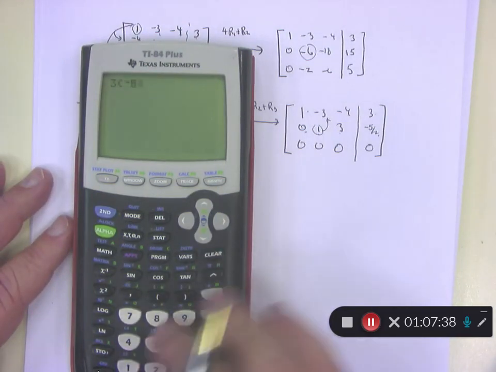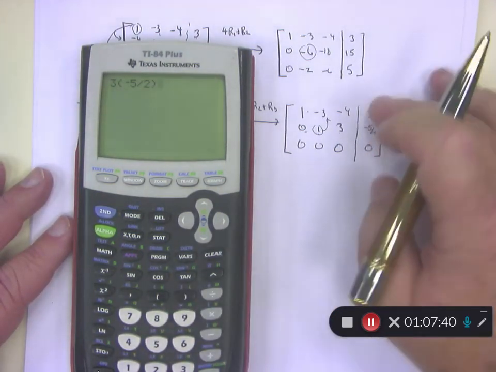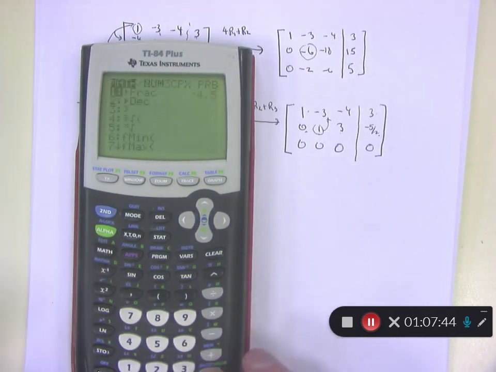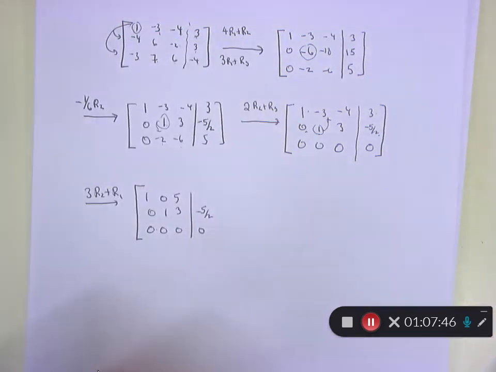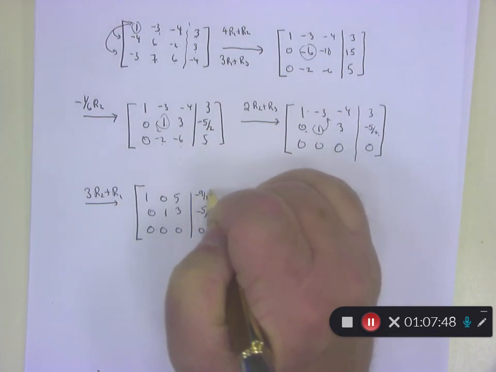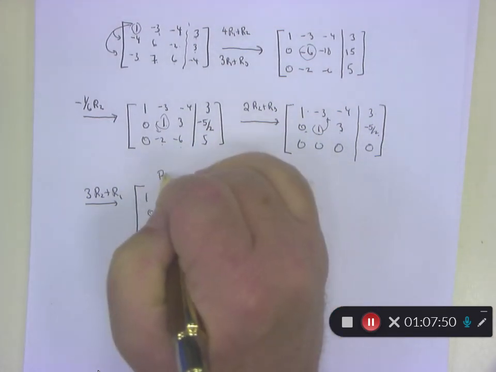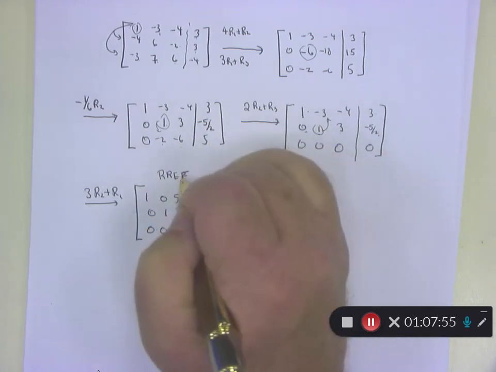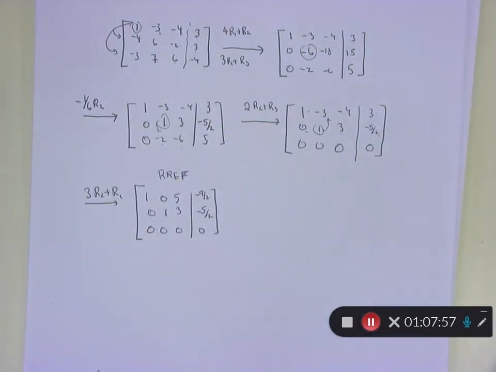3 times -5 halves plus 3 is -4.5, otherwise known as -9 halves. So this would be a -9 halves. You should recognize this, it was a question on your last test. It is in RREF format.